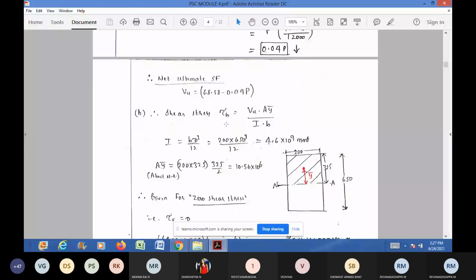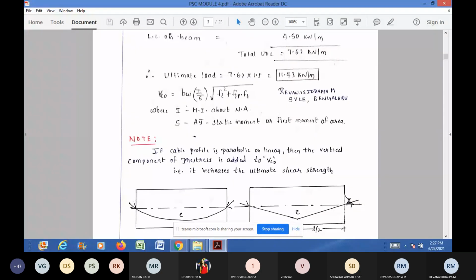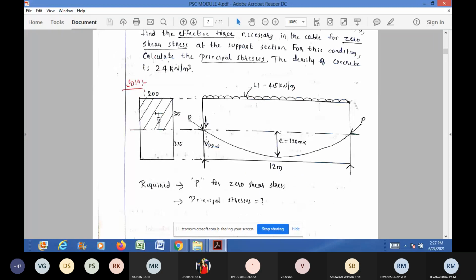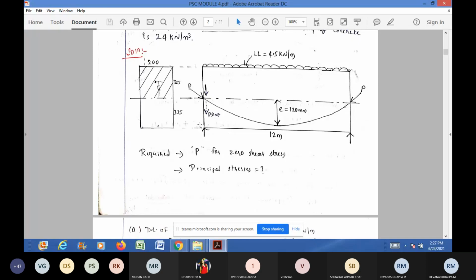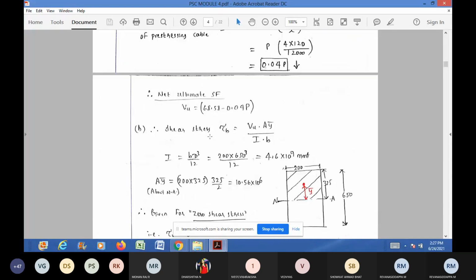It's a very simple problem. He has given one condition: shear stress at support equal to 0. To make shear stress at support equal to 0, what will be the required pre-stressing force in the cable? That is the question. You utilize that condition, that is tau V equal to 0. For tau V, V_U into A y bar divided by I B is the formula. Therefore V_U into A y bar divided by I B equal to 0.